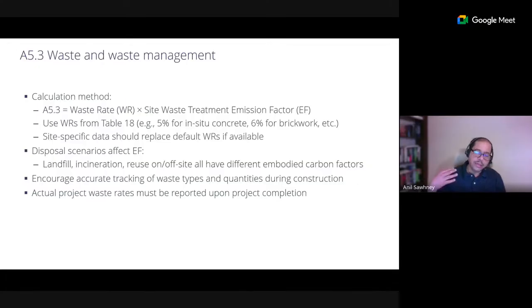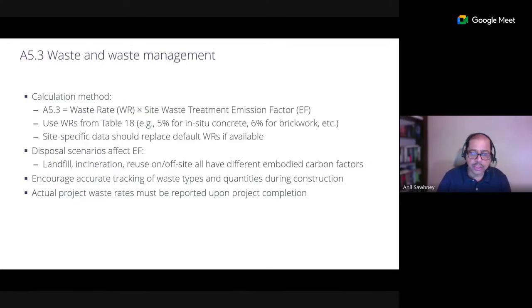So the RICS standard gives the waste rates. There's a whole table that, for example, says for in situ concrete, there will be 5% waste. For brickwork, assume 6% waste. This is obviously more UK-centric right now, but as we have more and more data, these can be global or regional numbers also. So if you don't have site-specific data, use the tables. Otherwise, you can use site-specific data also.